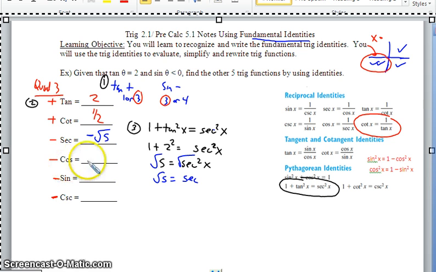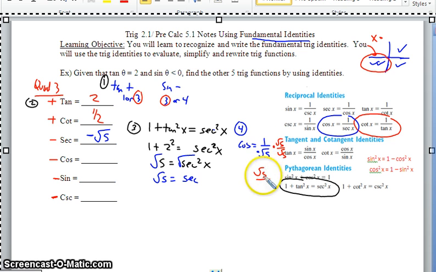So the next thing I want to do is find the cosine, and I can find the cosine once I know the secant, because I know that the cosine and the secant are reciprocals. So if secant is negative square root of 5, then cosine is equal to 1 over negative square root of 5. Rationalize this by multiplying by the square root of 5 over the square root of 5. So I get the square root of 5 over negative 5. So this one I already get a negative answer for, and that's good. Square root of 5 over 5, and then negative.